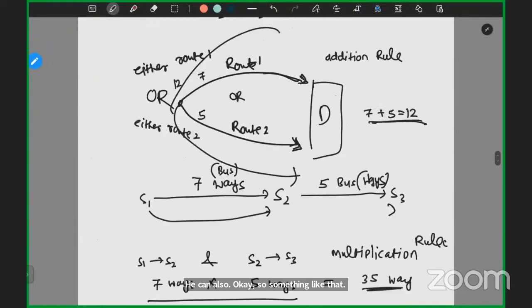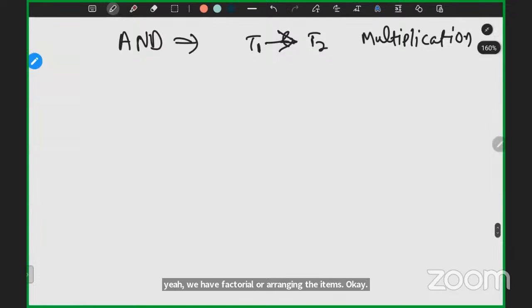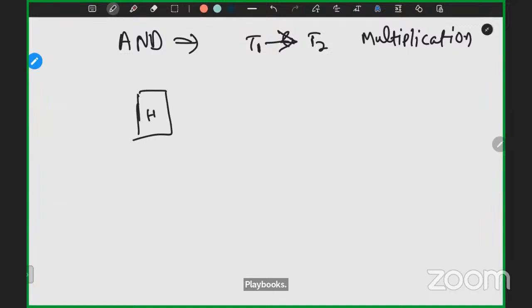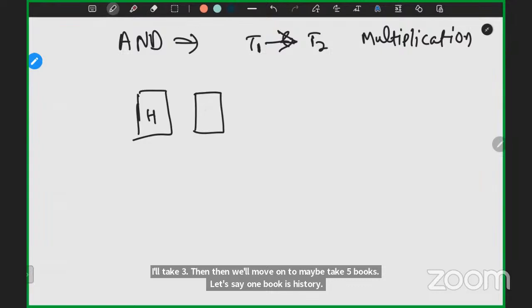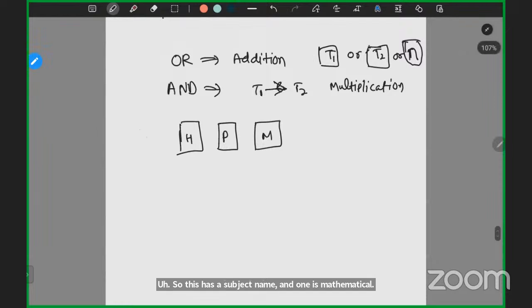We have factorial, or arranging the items. So let's say you have three books. I'll take three, then we'll move on to maybe take five books. Let's say one book is history, another is physics, so this is a subject name, and one is mathematics. I have these three books with me.